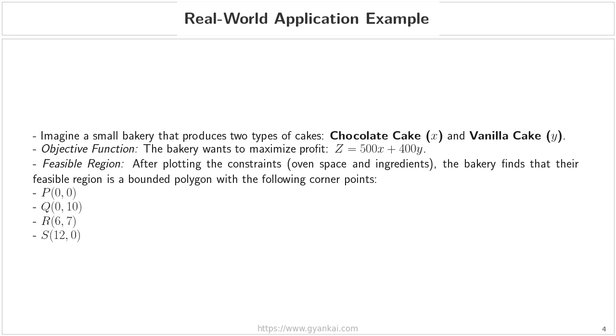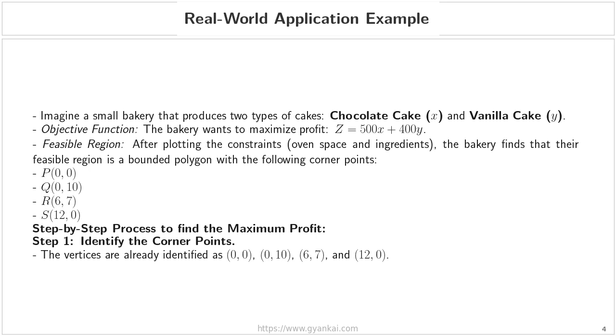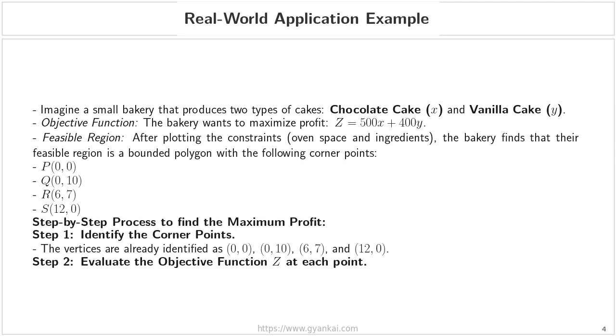Point P at 0, 0, point Q at 0, 10, point R at 6, 7, and point S at 12, 0. Let's walk through the 3-step process to find that maximum profit. Step 1 is simply identifying our corner points, which we have already done. They are 0, 0, 0, 10, 6, 7, and 12, 0. Step 2 is the most important part. We need to evaluate our profit function, z, at each of these specific vertices.